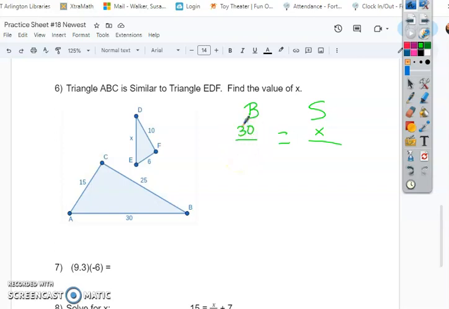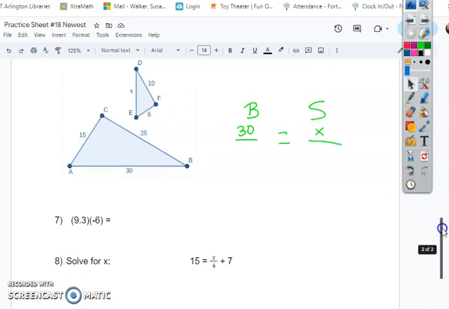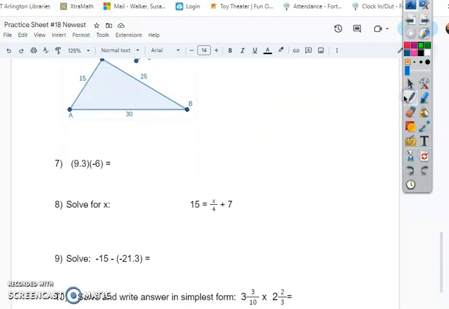Your job is to choose any 2 more numbers. One from the small shape that corresponds with one from the big shape. And figure out what X is. And then double check to make sure it's reasonable. It will be reasonable. Notice 30 is bigger than 25. So when I look at these, this number should be bigger than 10. Okay? Number 7 is a triangle problem. It is multiply. Do not forget to check your sign.